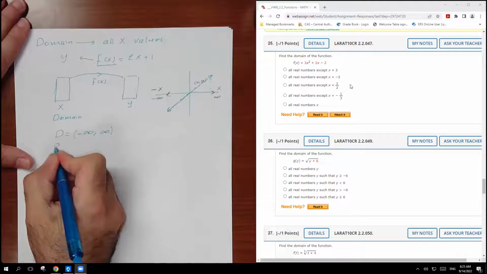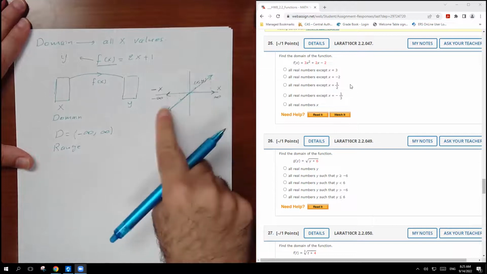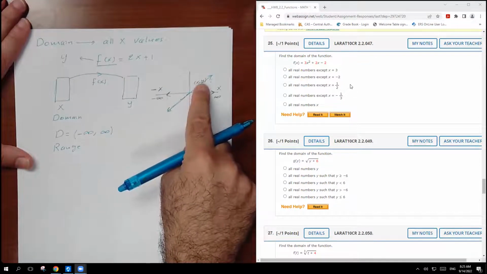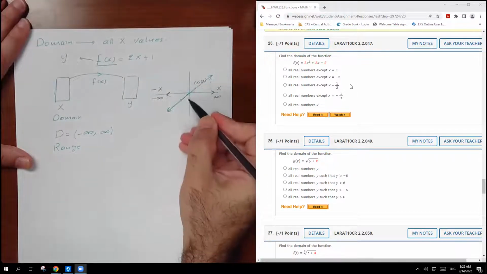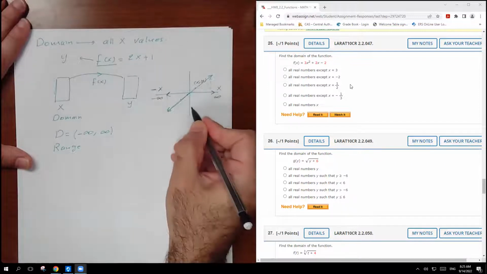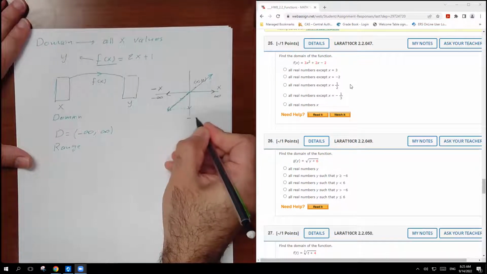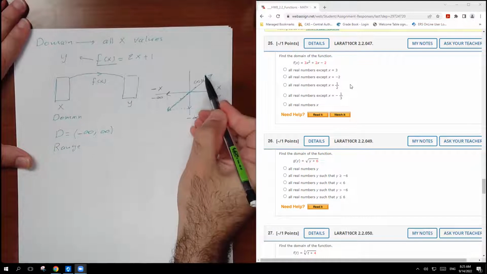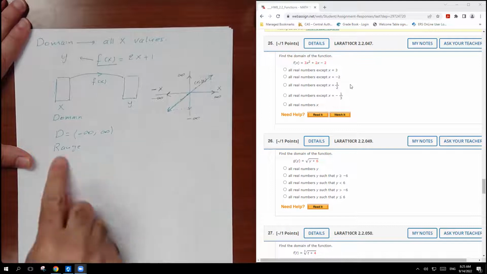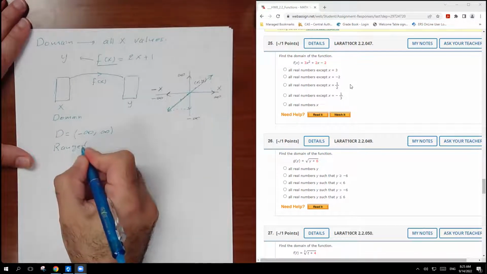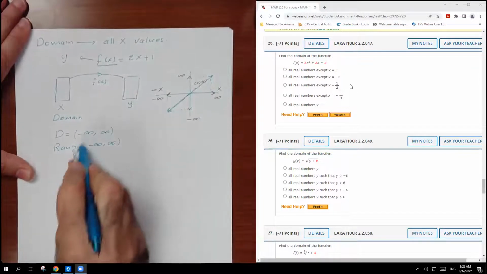If they ask you to find the range, we need to find the y in each point. So we're going to do exactly the same thing, but now we're going to take it to the y coordinate. If I take this side of the graph to the y, it goes to negative infinity. If I take this side to the y, it goes to positive infinity. That means the range for this graph is negative infinity to positive infinity. I'm talking about only this function.